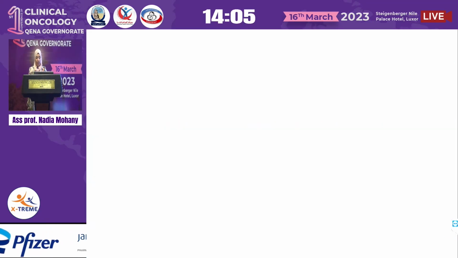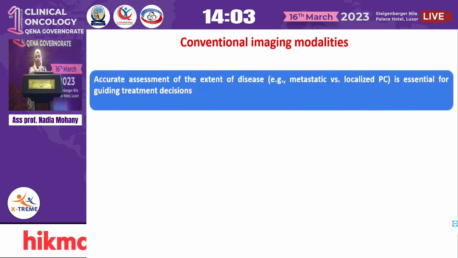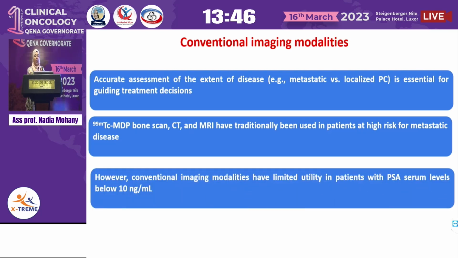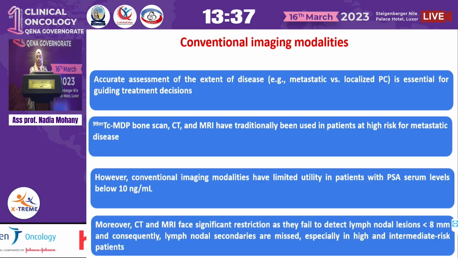Imaging modalities for prostate cancer. Conventional imaging modalities: accurate assessment of extent of disease is essential for guiding treatment decisions. Technetium bone scans, CT and MRI have traditionally been used in patients at high risk for metastatic disease. However, conventional imaging modalities have limited utility in patients with PSA serum level lower than 10 nanogram per milliliter. In addition, CT and MRI face significant restrictions as they fail to detect lymph nodal lesions less than 8 millimeters, and consequently lymph nodal secondaries are missed, especially in high and intermediate risk patients.